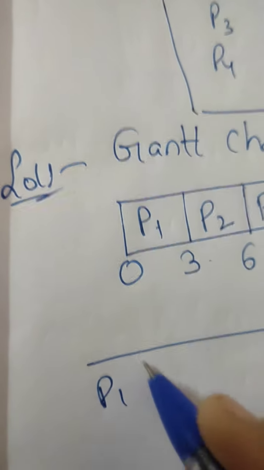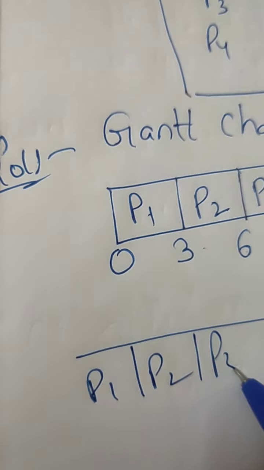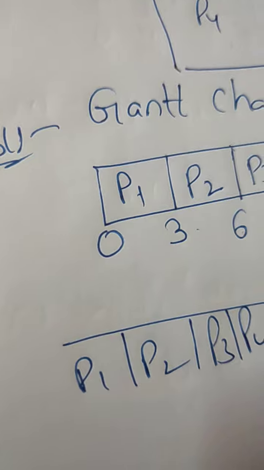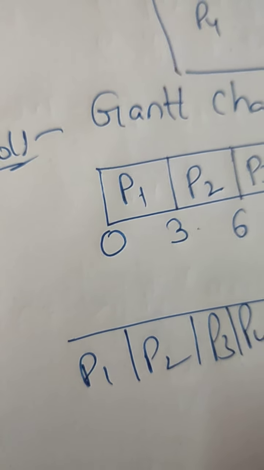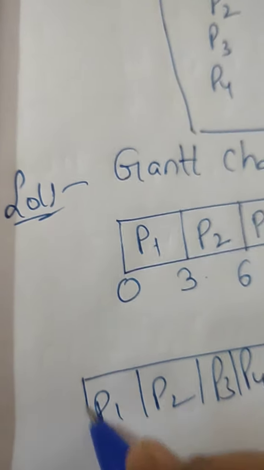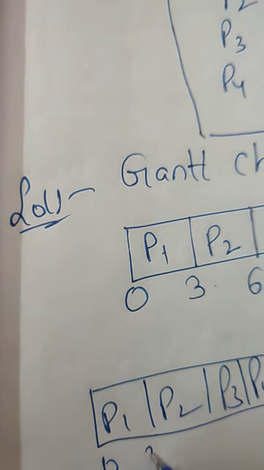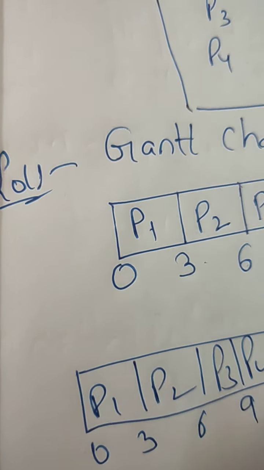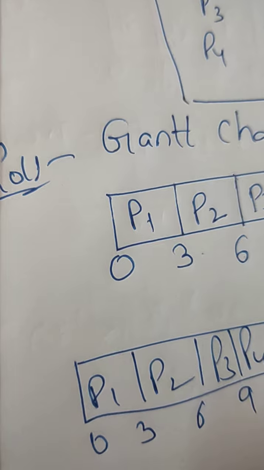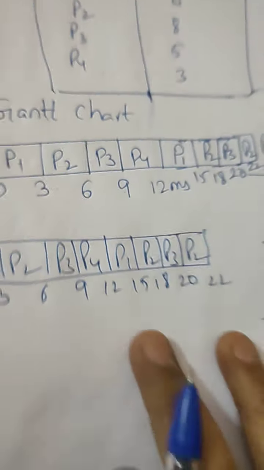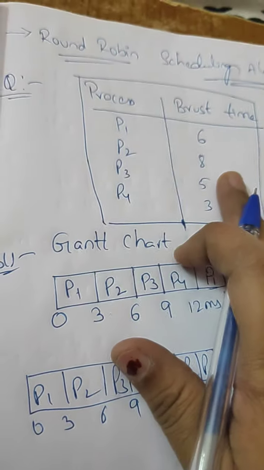So it becomes P1, P2, P3, P4, P1, P2, P3, and last will be the P2. I'm just redrawing, guys. 6, 9, 12, 15, 18, 20, 22. This is the Gantt chart for the given problem.